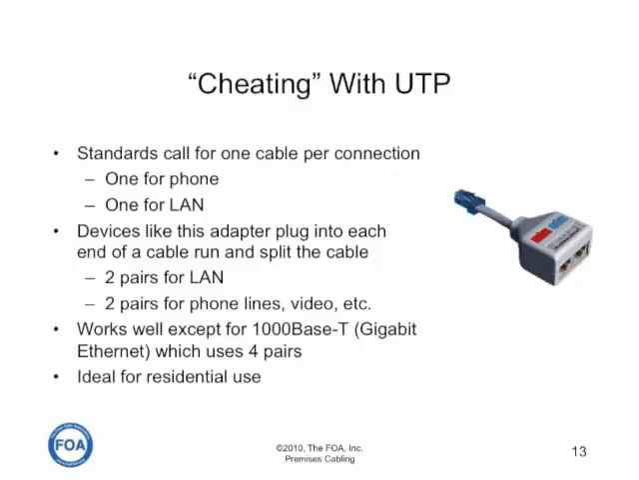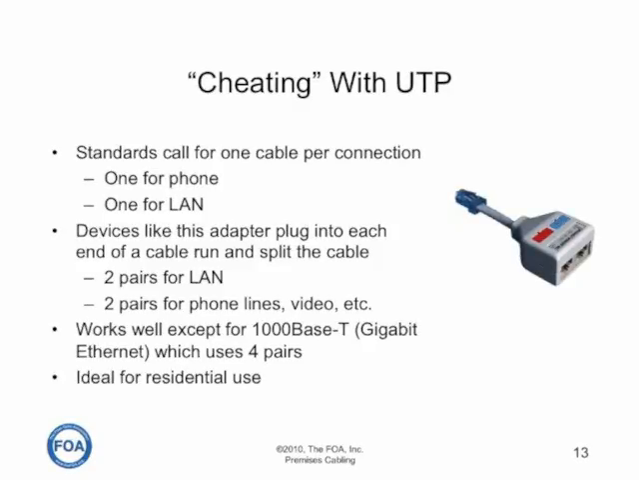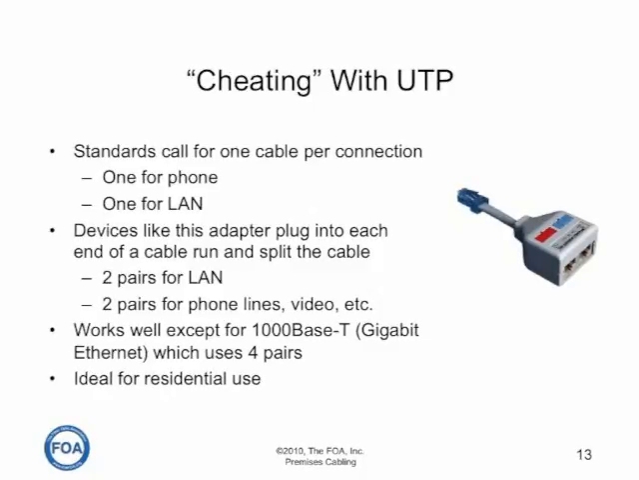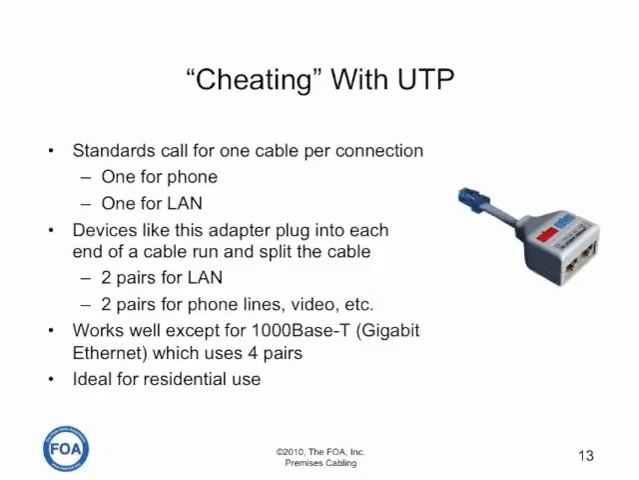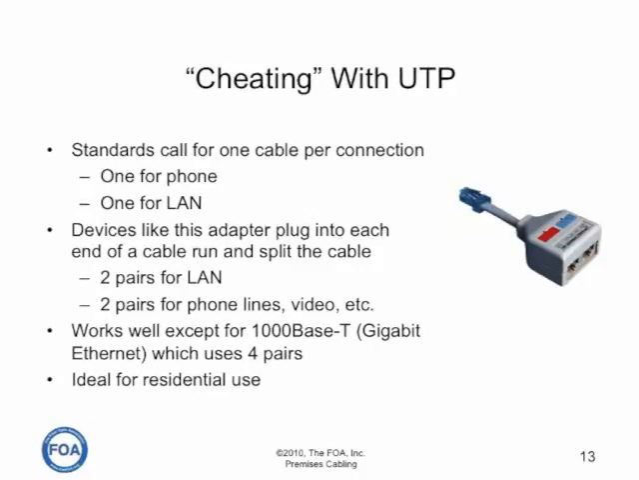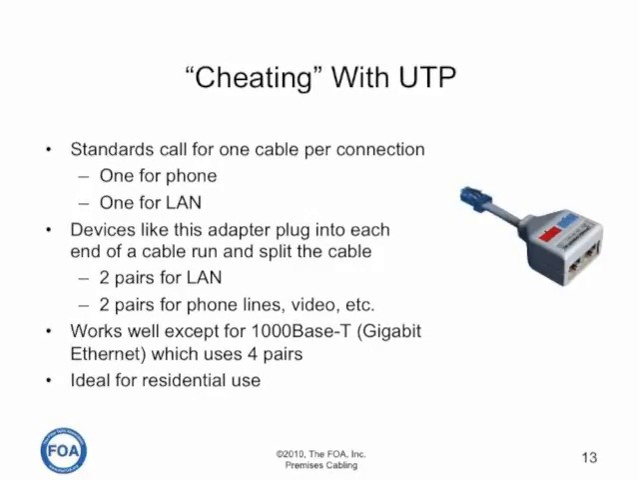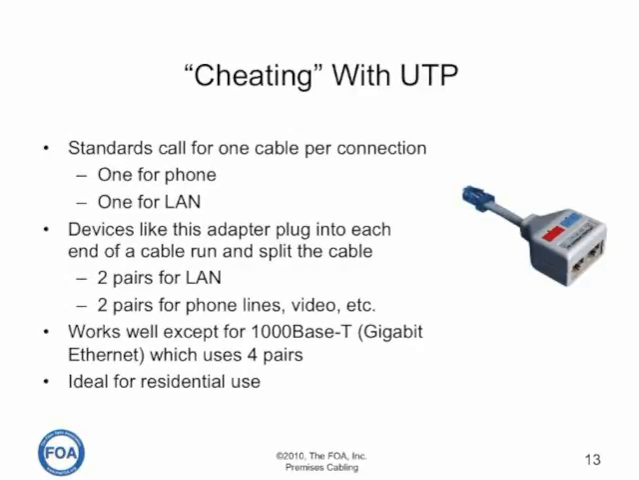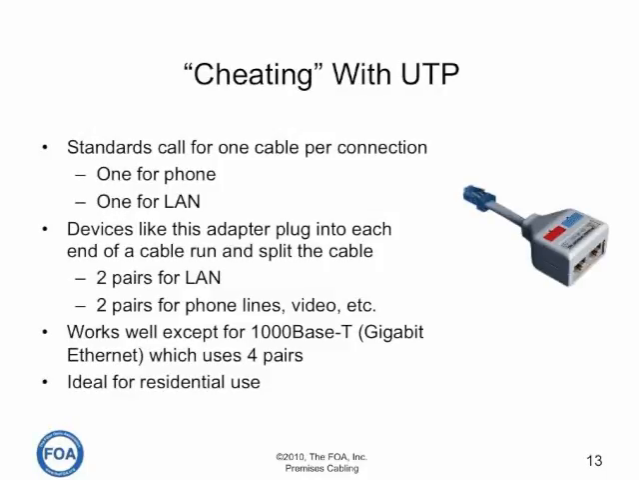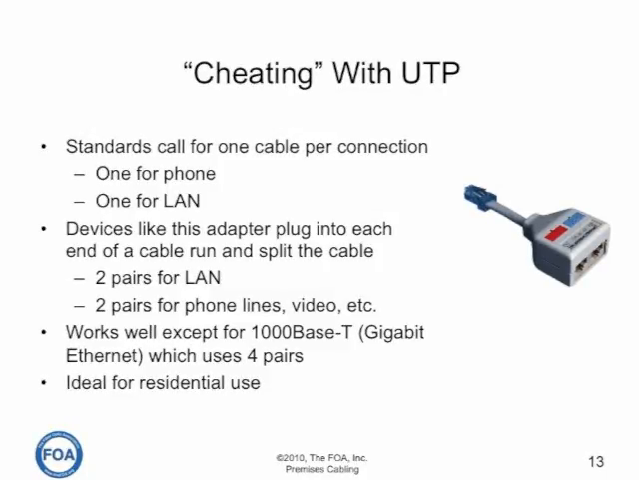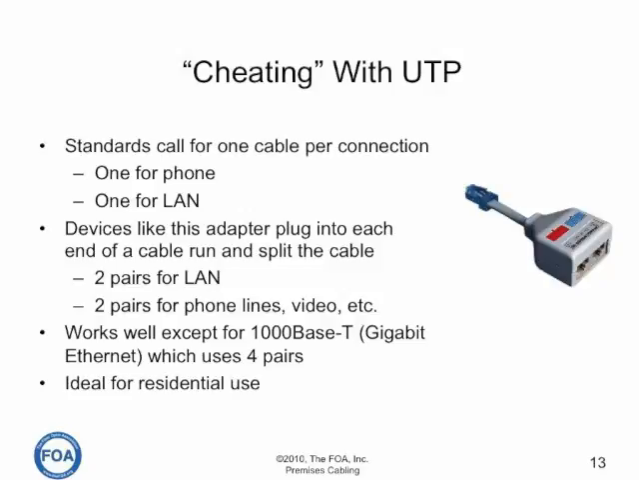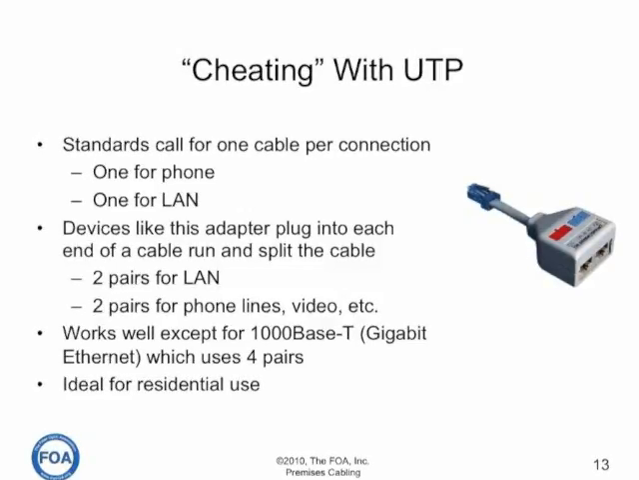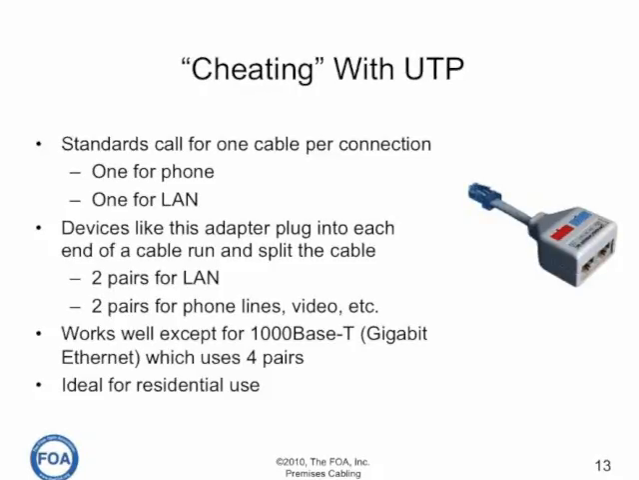While it's not covered in the standards for unshielded twisted pair cabling, it's possible to cheat and actually use devices that use, for example, 2 pairs for a phone and 1 pair for up to 100 megabit Ethernet. Devices like this have been used for 2 phone lines, and it works well until you get up to gigabit Ethernet, which uses all 4 pairs. One ideal use for this is in residential systems where you're only working up to 100 megabit Ethernet.